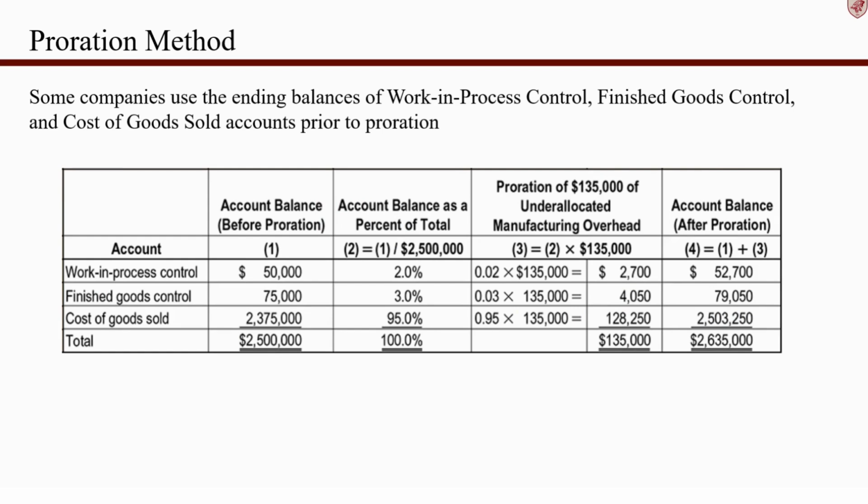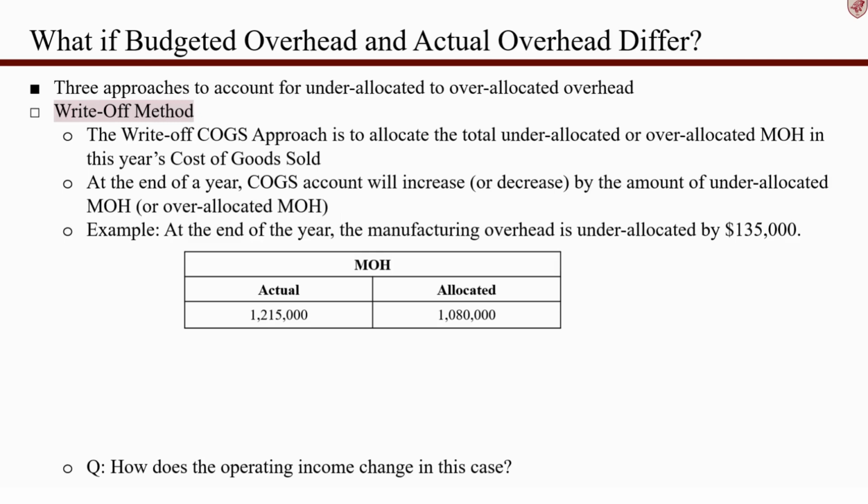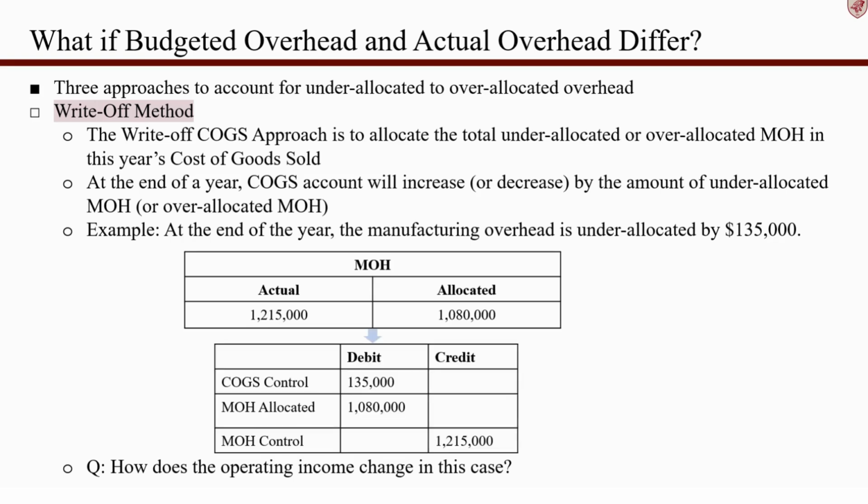proration. Right? There is a more straightforward approach to account for the underallocation or overallocation, which is called the write-off method, right? The COGS write-off method. For example, if there is underallocation, then you would debit the COGS, right? If there is overallocation of MOH, then you would decrease by that amount. So you would credit the COGS. So this was one example of how you can adjust for the underallocation of $135,000.